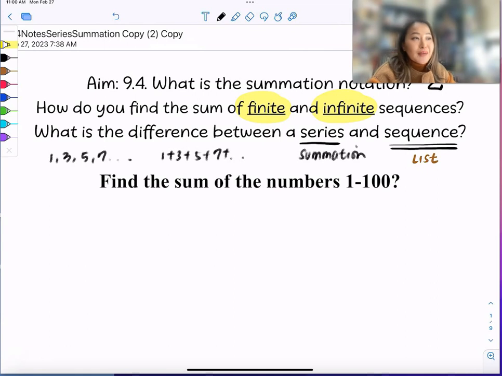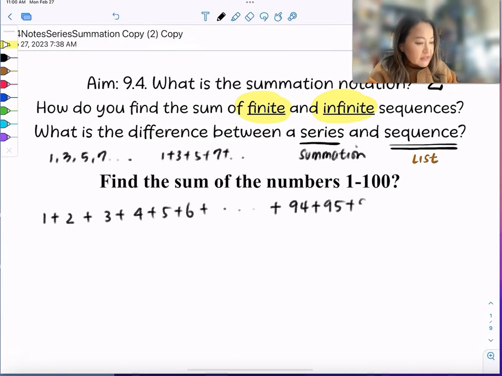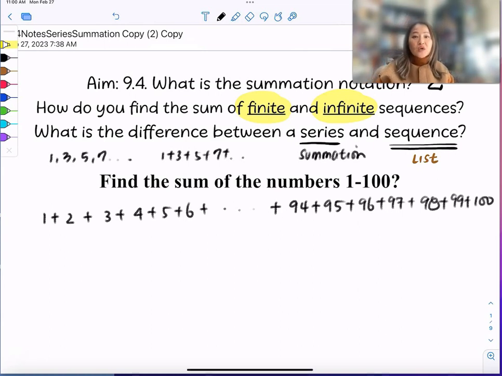Okay, let's go through it. I think most of you know the sum of 1 to 100. When you add 1 to 100 together, how do you get that value? Is there a trick, or should I go 1 plus 2 plus 3 plus 4 plus 5 plus 6 plus... forever plus 94 plus 95 plus 96 plus 97 plus 98 plus 99 plus 100? We have no time to actually add them physically.